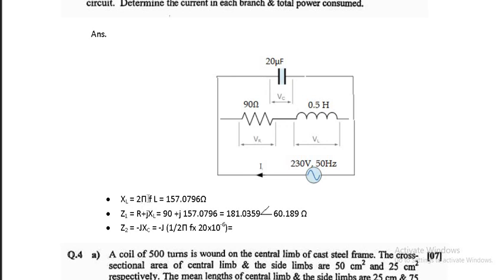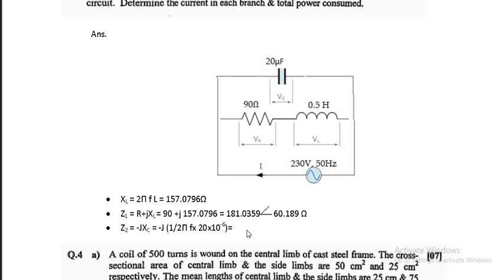Fine. So XL is equal to 2 pi FL. You will be finding out Z1 as R plus JXL. So it will be 90 plus J 157.0796. You will have to convert this again into polar form also. The next thing is you will have to find out what is Z2's value. Z2 will be minus JXC. Why minus JXC? Because it is only capacitor given to you. So it will be minus J 1 upon 2 pi FC.